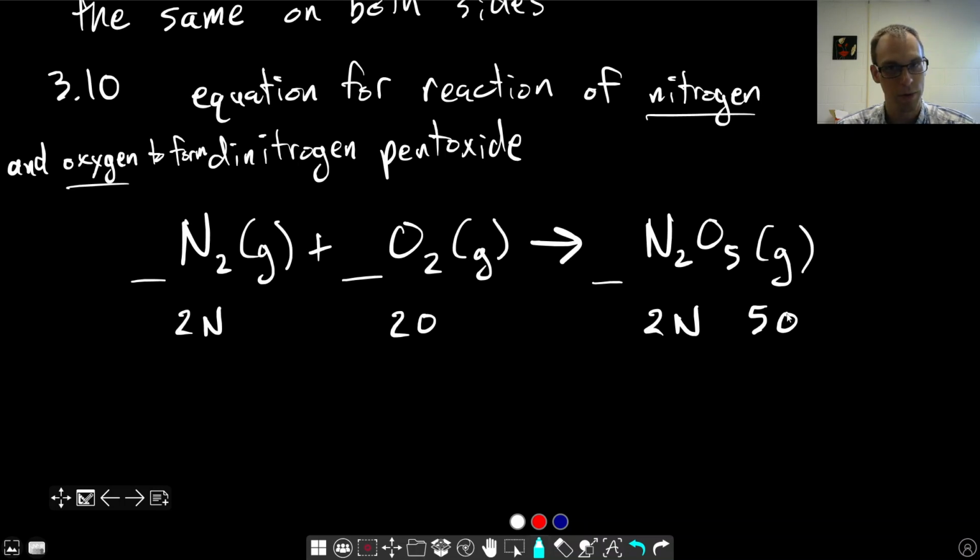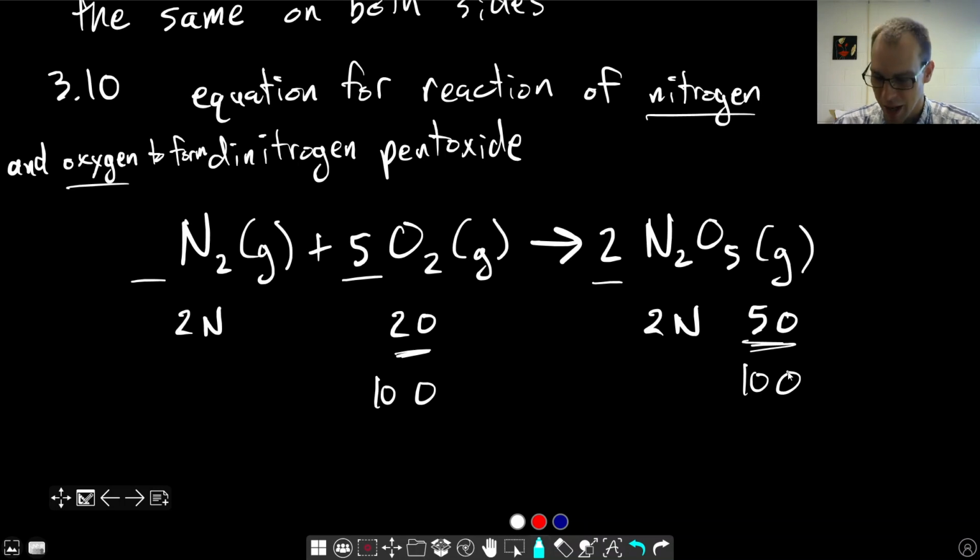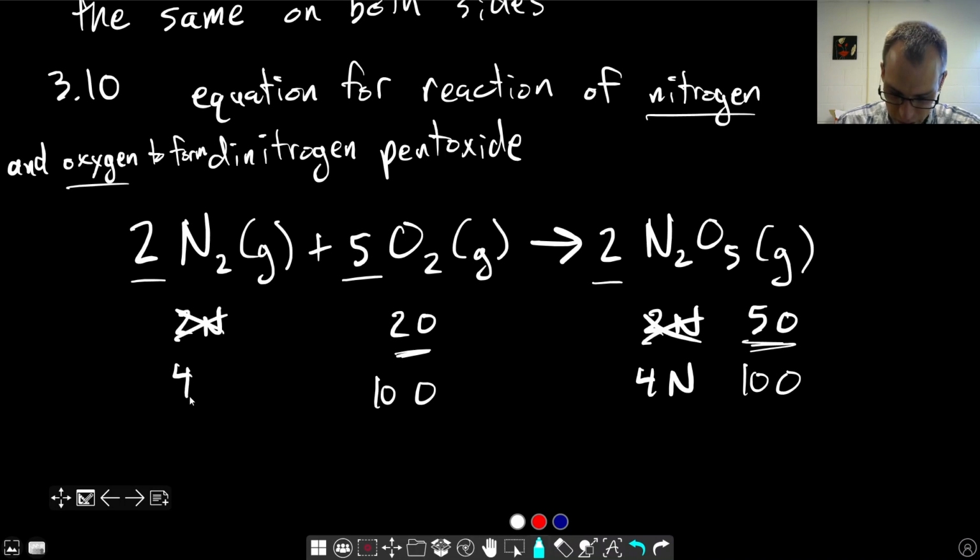Okay, so we're going to have to add coefficients here. Now, what's the simplest way to do this? Well, there are different ways to do this, but we can multiply this by 2 and this by 5, so we can do a 5 here and a 2 here, which will give us 10 oxygens. In the process of doing that, now our nitrogens are no longer balanced. Our 2 nitrogens has now become 4 nitrogens. So to take care of that, we add a coefficient of 2 here. Now we double check that we have 4 nitrogens, 10 oxygens, and 4 nitrogens, 10 oxygens on both sides of the equation. And so this is a pretty simple example of how we can balance a chemical equation.